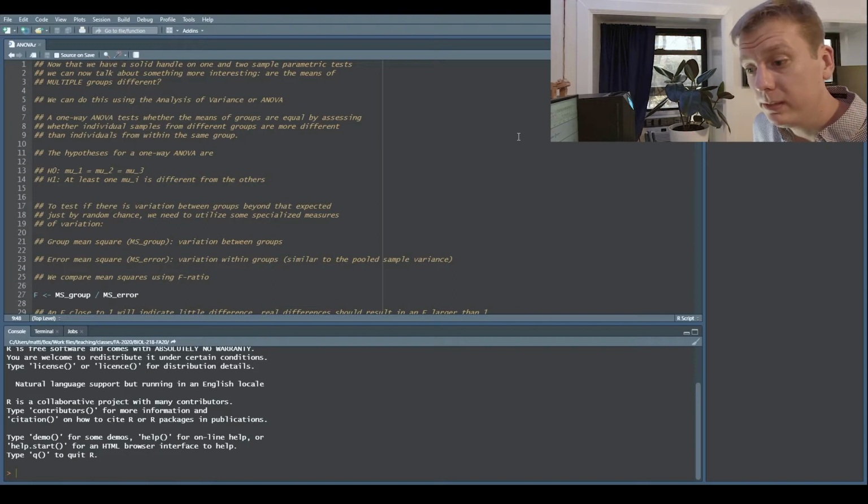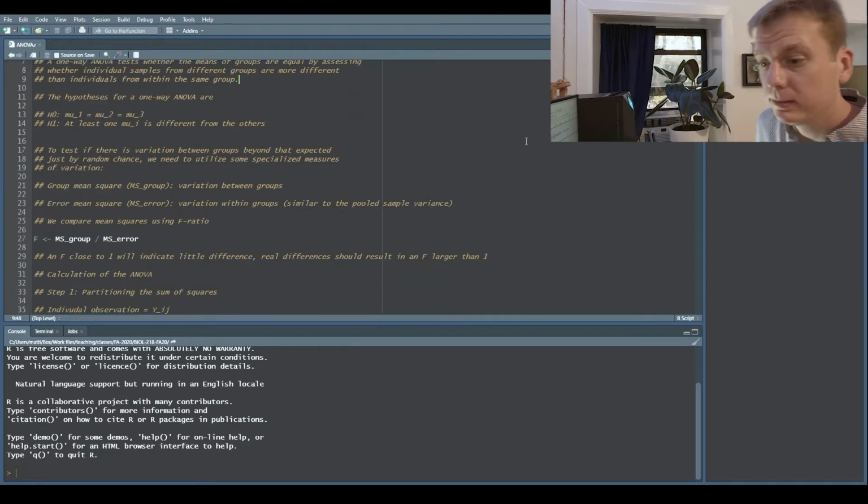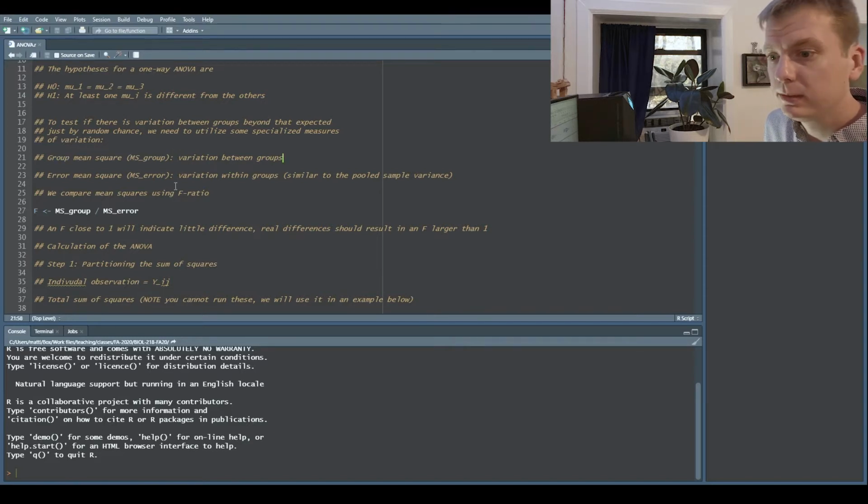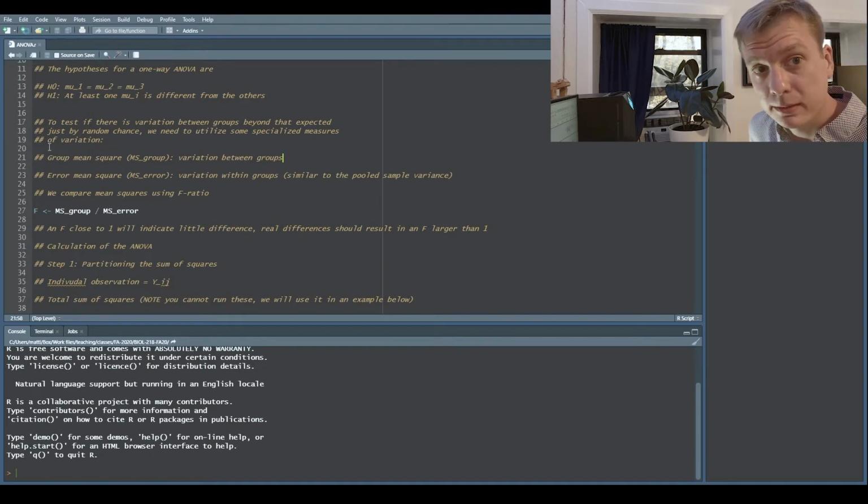Then ANOVA is used to test if there is variation between groups beyond that expected by just random chance. We need to utilize some specialized measures for variation to make the ANOVA work. The first is called the group mean square, or MS group, and this is the variation between groups. We also have the error mean square, or the MS sub error. And this is the variation within groups. And this is similar to the pooled sample variance in two-sample t-tests. You can almost think of ANOVA as a multiple two-sample t-test.